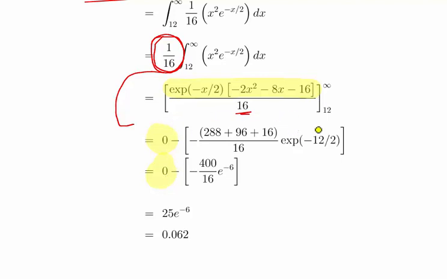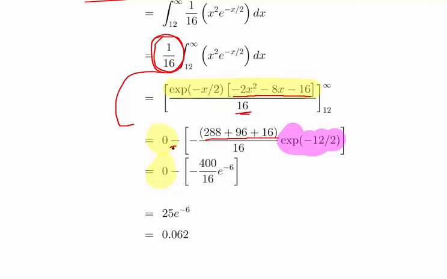So essentially what we do now is evaluate it at 12, the lower limit of integration. The exponential of minus 12 over 2, which I have down here, and we have that quadratic expression, minus x squared minus 8x minus 16. When I evaluate that for 12, that's 288 plus 96 plus 16. That all divides by 16.